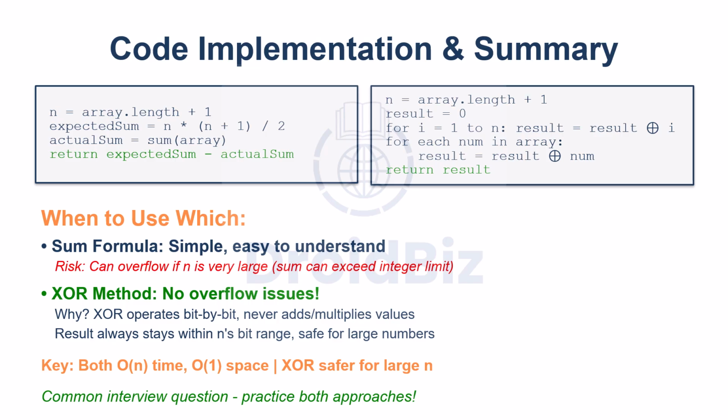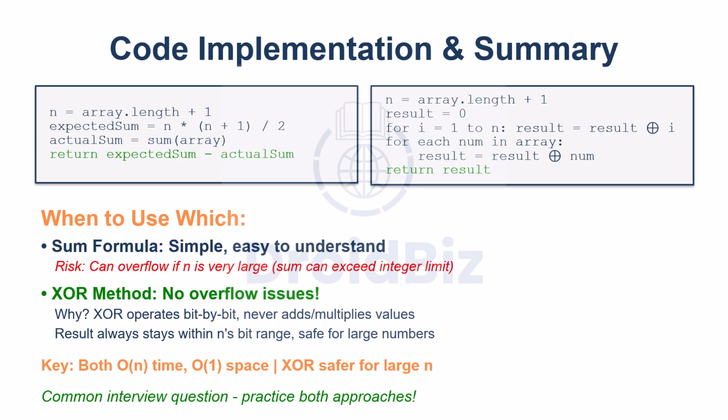Use the XOR method because it has no overflow issues. Why? Because XOR operates bit by bit and never adds or multiplies values. The result always stays within n's bit range, making it safe for very large numbers. This is a crucial advantage in production code.